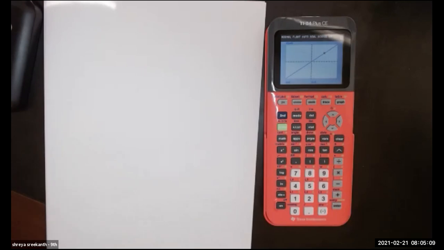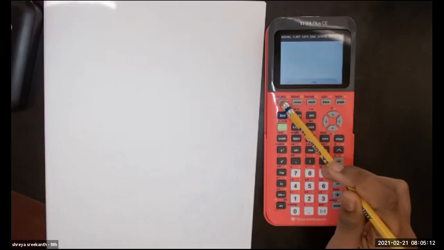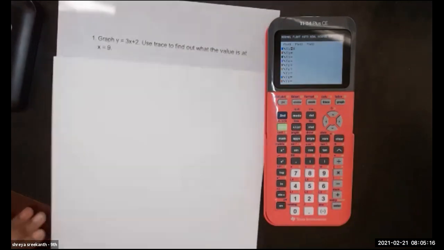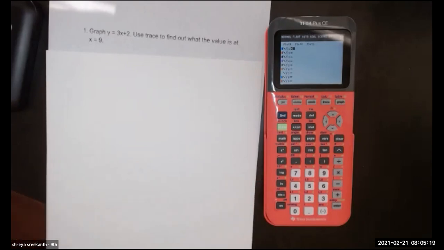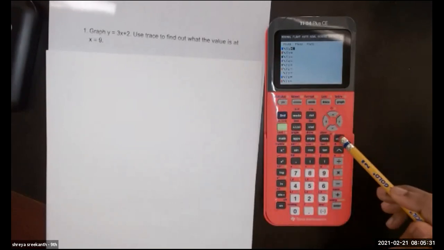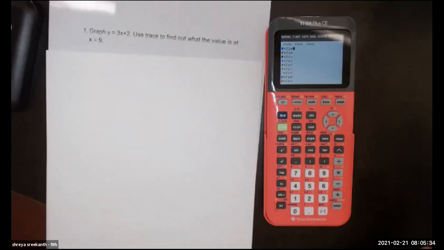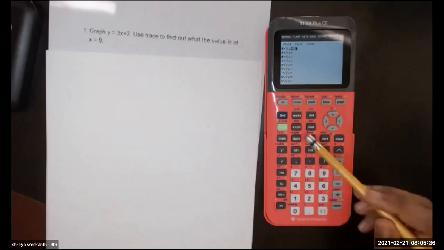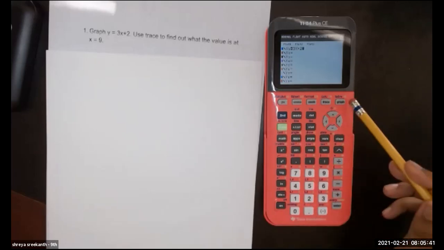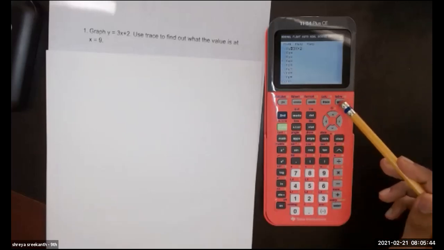So just follow along with me as I graph them. For the first one: graph y equals 3x plus 2 and use trace to find out what the value is at x equals 9. So we go to Y=, and then we can clear out the previous equation, and then we type in 3x plus 2. And then we can click graph to graph it.